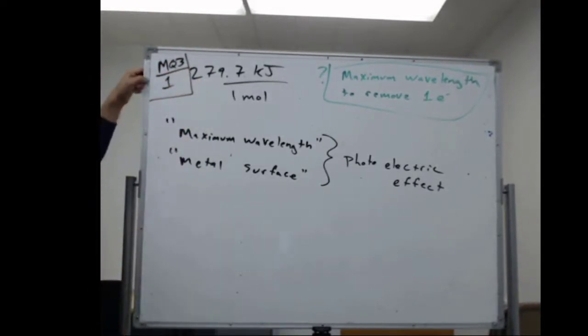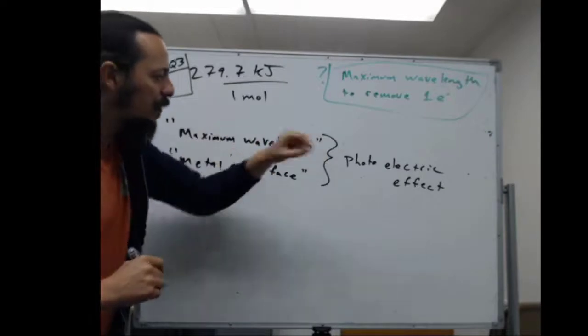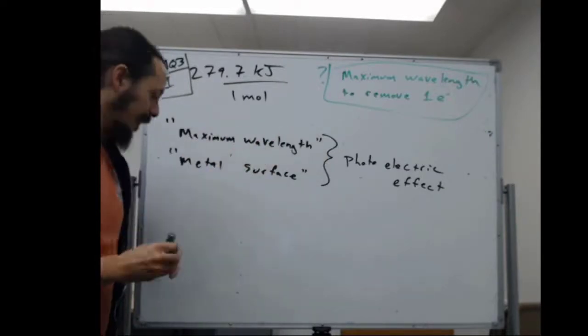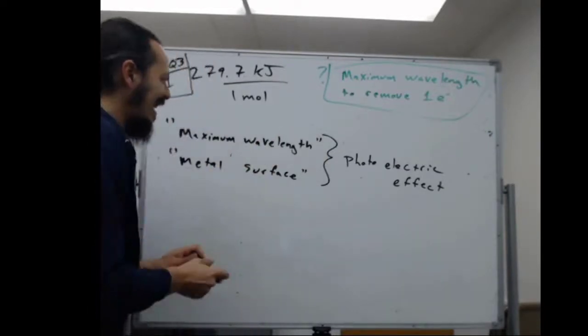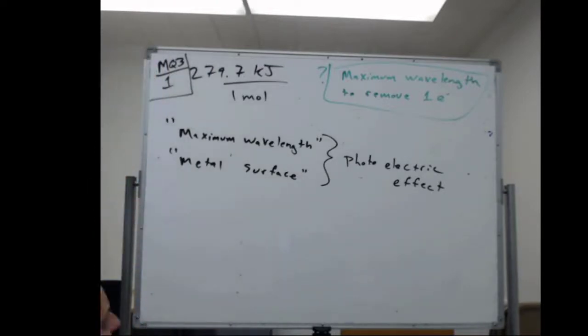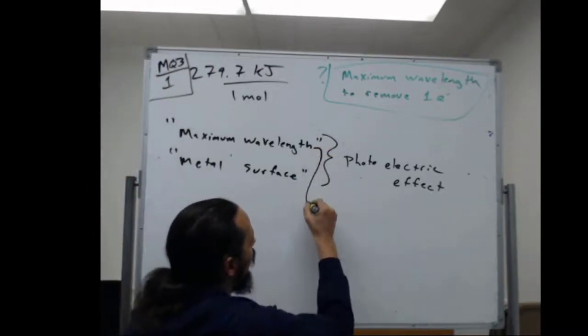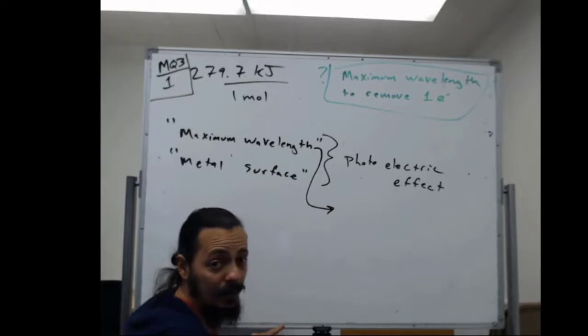And just so everyone knows, a couple people just came in. This is mastery question 3, set 3, problem 1. So those two things together should make us think photoelectric effect. And then there's another thing that we should think about when we see that idea, maximum wavelength. Another important idea.